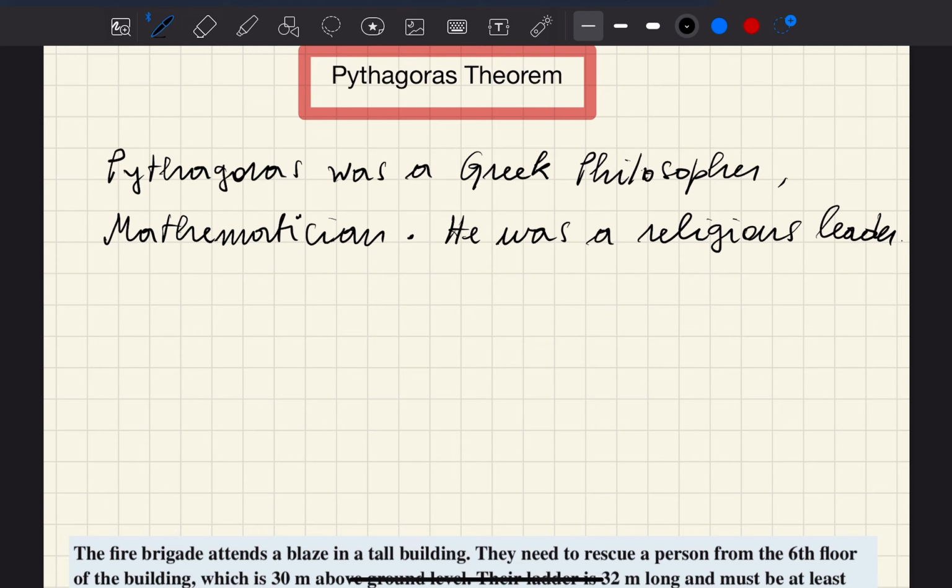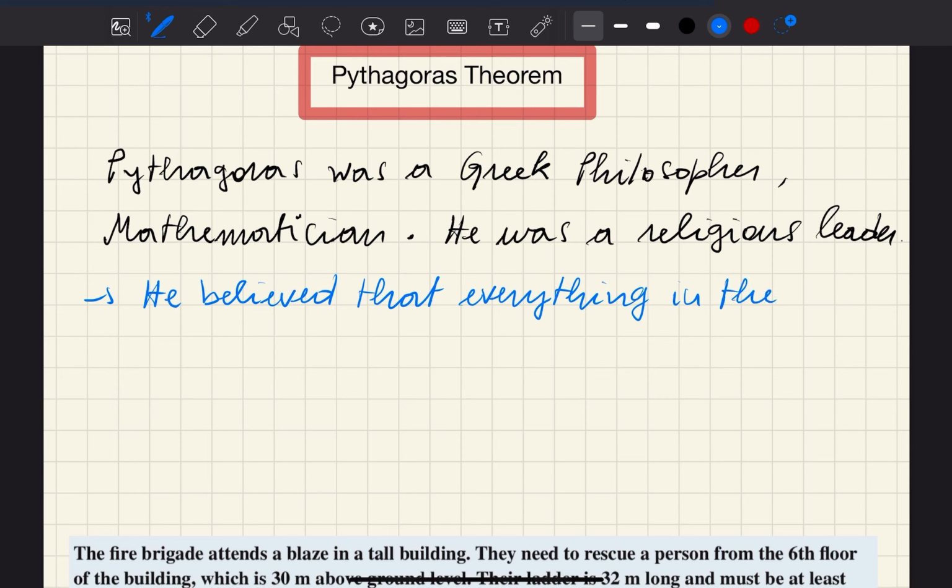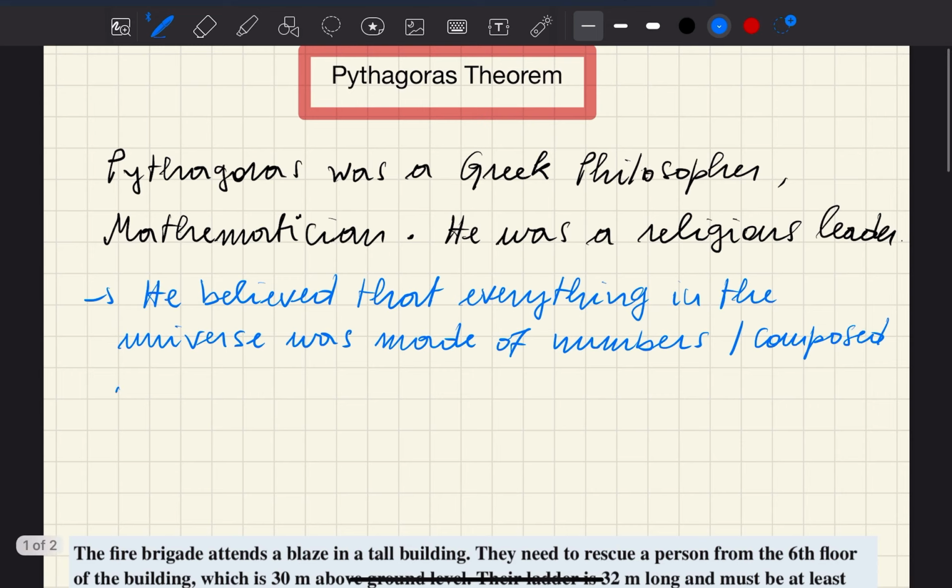So this is Pythagoras. But one of the things is he believed that everything around us, or maybe everything in the universe, was made with numbers, or maybe composed of numbers. So this is what Pythagoras believed in, right?